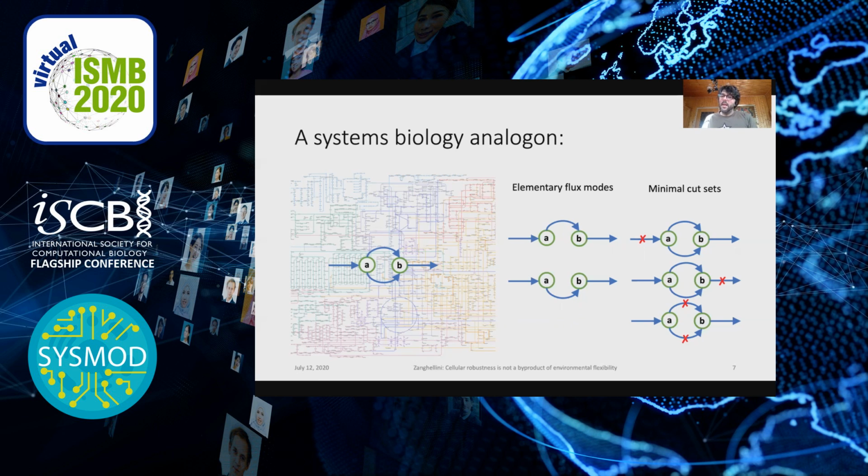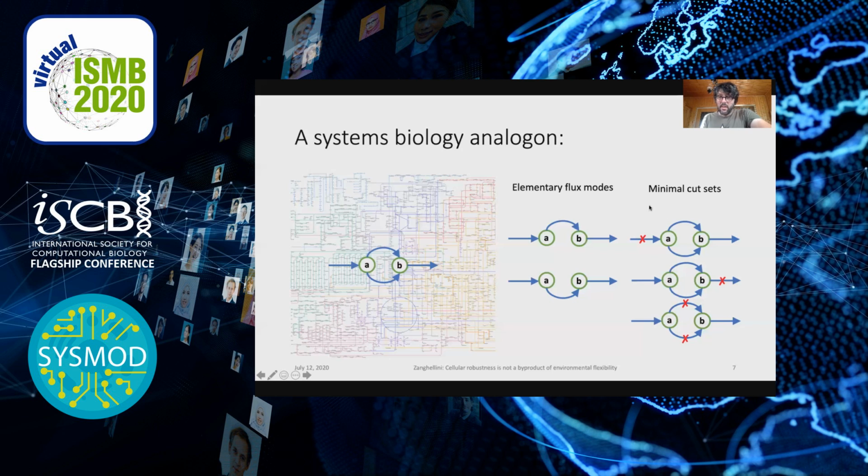We can achieve the same characterization in the world of the minimal cut sets. Minimal cut sets are similar to the elementary modes, but we now look at ways that disable particular functions. So for instance, how can we suppress growth? Well, we could have a knockout here, then the organism doesn't grow. We could have a knockout here, and then it doesn't grow, or we could have two knockouts, one here and one there, and it doesn't grow either. These three cut sets are called minimal cut sets, and they are also characterizing the complete network.